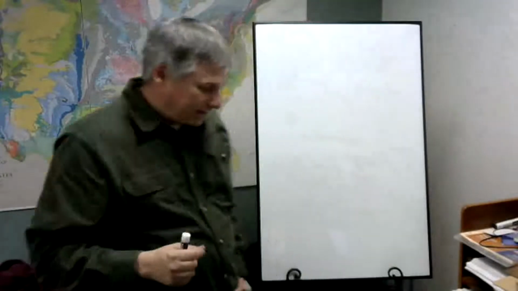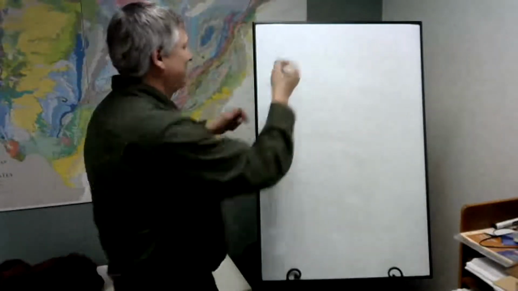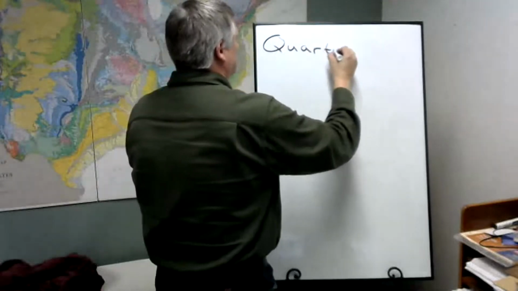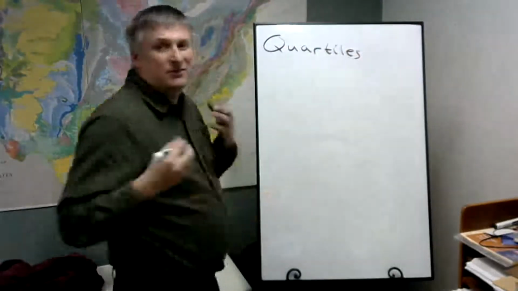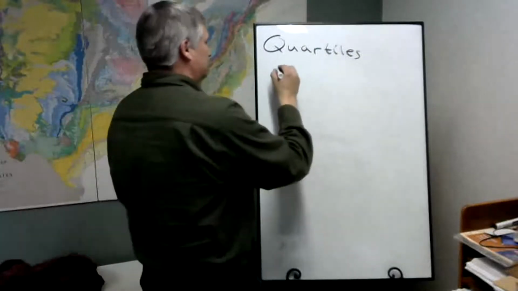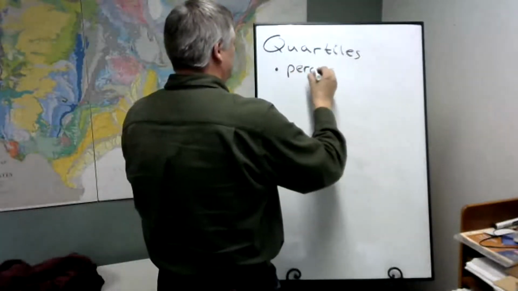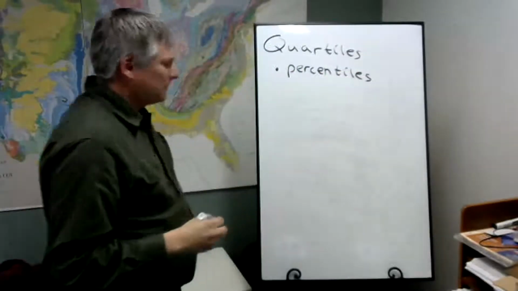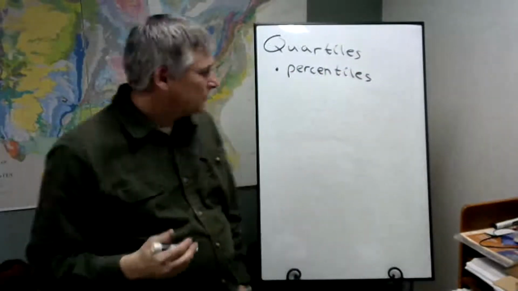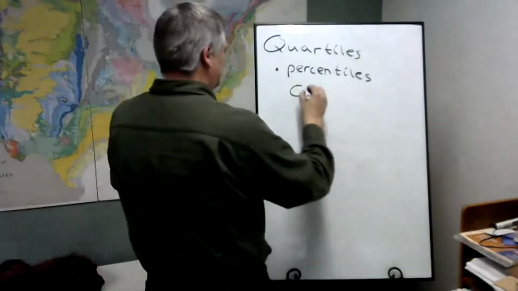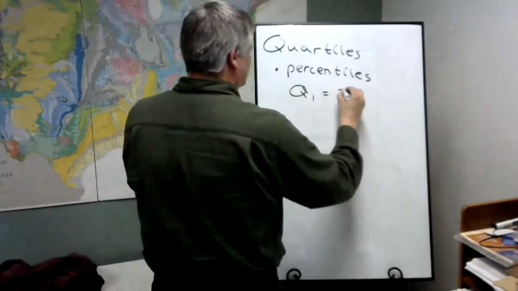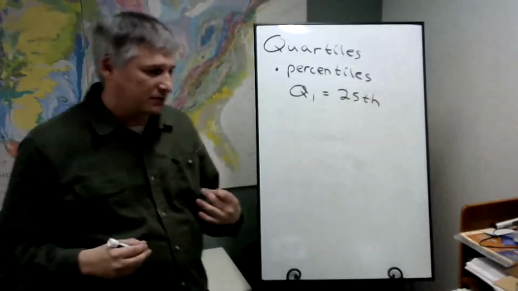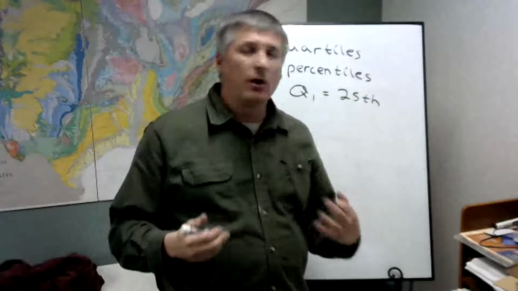So what we're going to look at now are quartiles. And what quartiles are is they're just percentiles. So now there's special ones. So Q1 is the 25th percentile. We actually calculated this for the Verizon data in the video on percentiles.